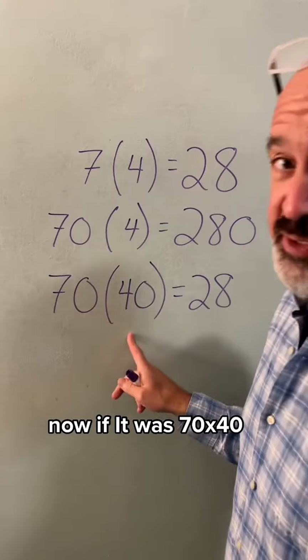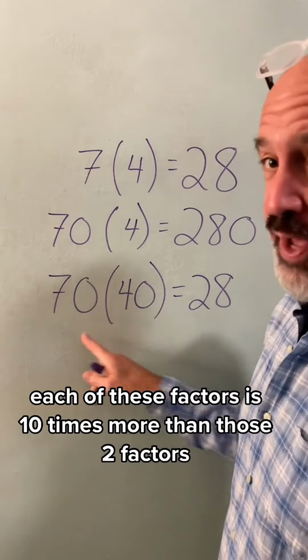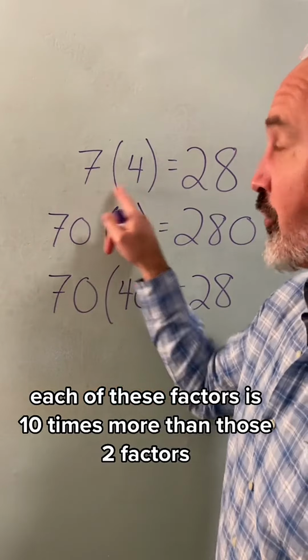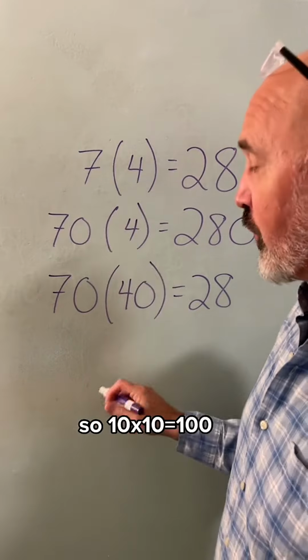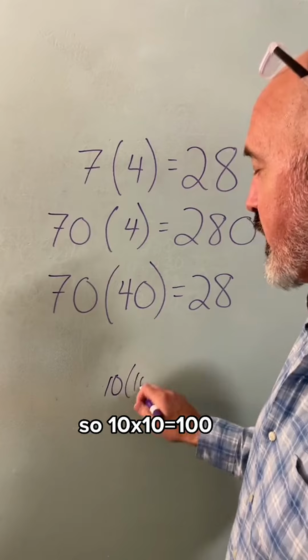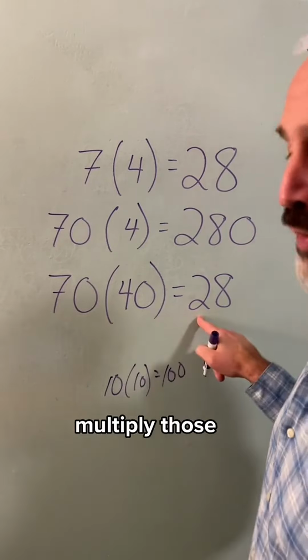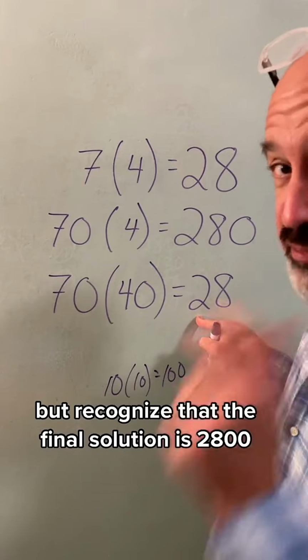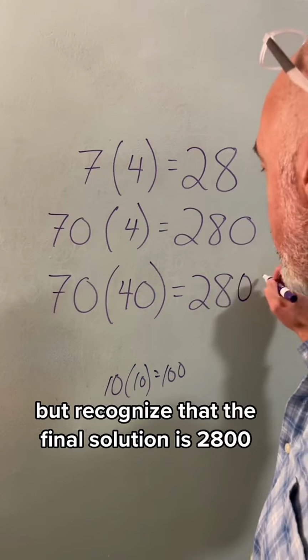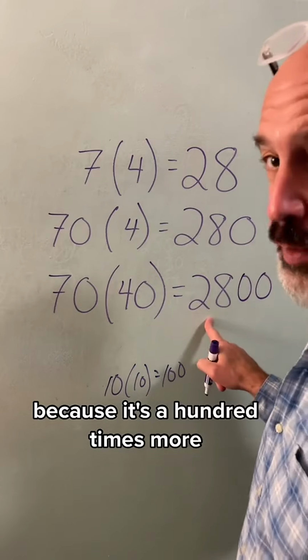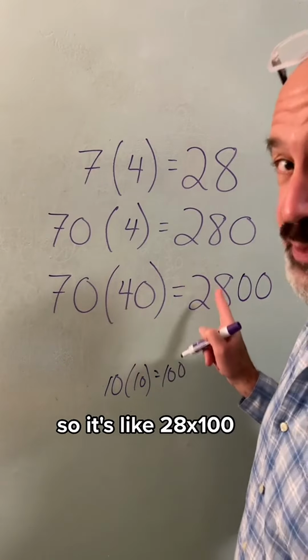Now if I have 70 times 40, each of these factors is 10 times more than those two factors. So 10 times 10 is 100. So therefore, I can look at 7 and 4, multiply those, but recognize that the final solution is 2800 because it's 100 times more. So it's like 28 times 100.